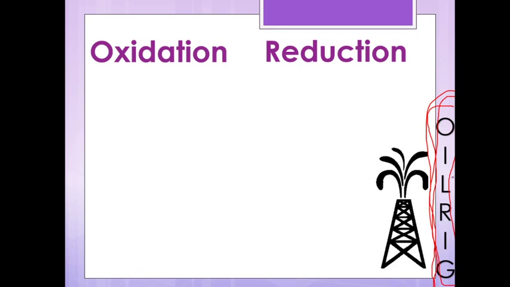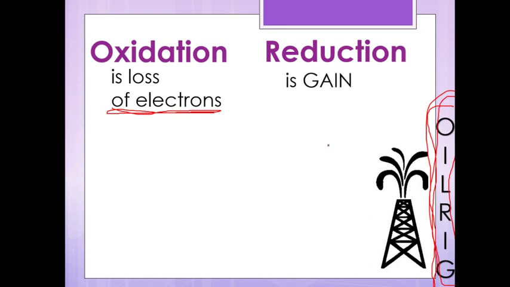But OIL RIG. Oxidation is loss. Reduction is gain. So oxidation is loss of electrons. Important to point that out because we've just said that it's gain of oxygen, but it's loss of electrons. And reduction is therefore the opposite. Reduction is gain. And again, in the context of electrons. Okay, so if something has gained or lost electrons, we can say it has been oxidized or reduced.